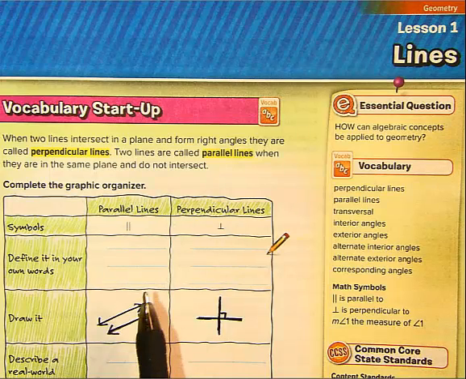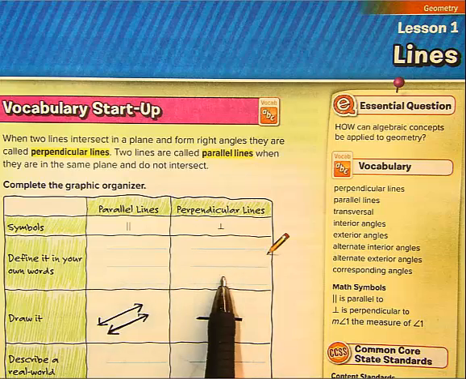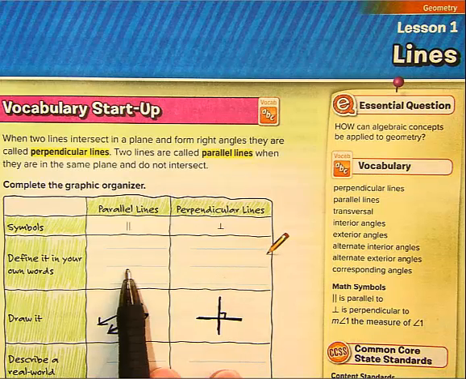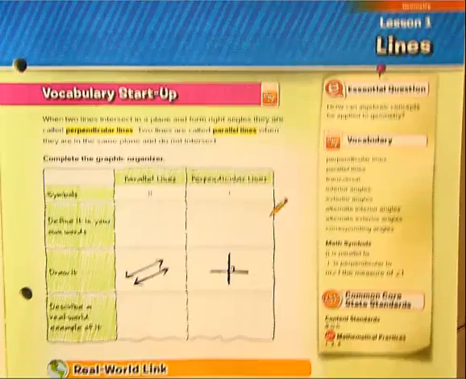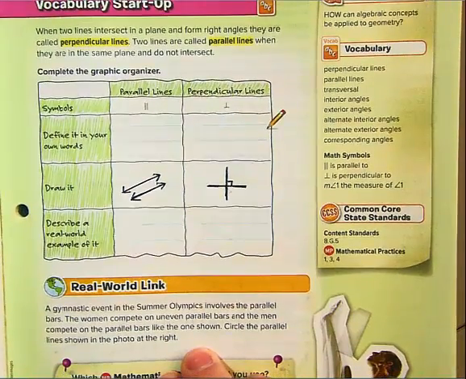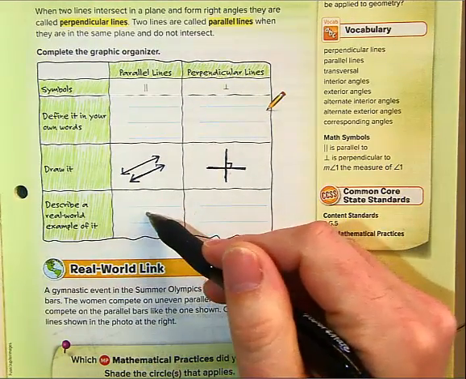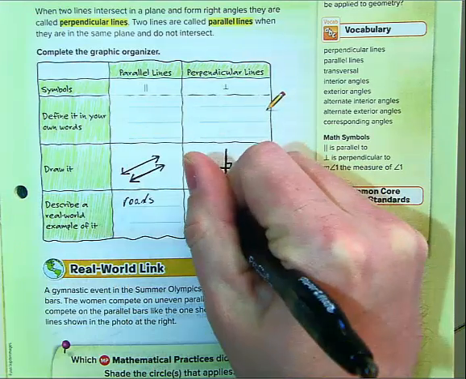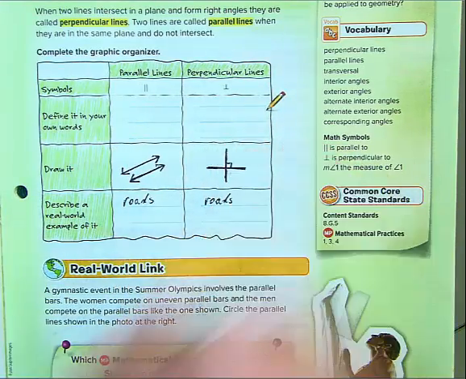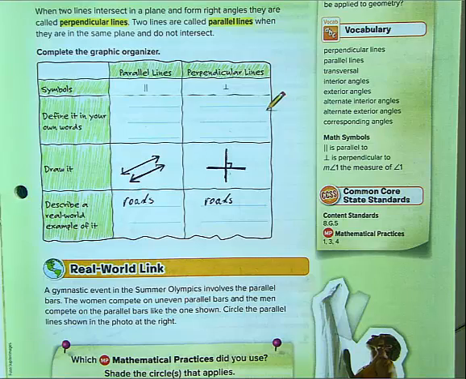So what you need to do right now on your own is define these two in your own words. In your own way, describe what parallel lines are, and describe what perpendicular lines are. Okay? Now, describe a real-world example of it. I used roads, so I'm going to put roads here. You need to come up with a different idea. I don't want to see roads written on yours. You need to write something else.